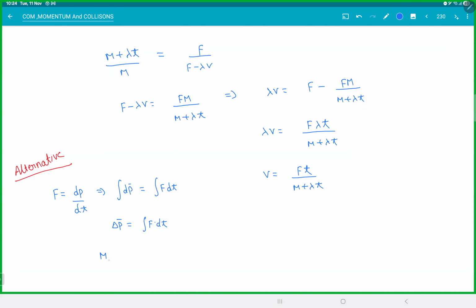What is change in momentum? M final, v final, minus m initial, v initial. This will be f into t because f is constant. Final mass is m plus lambda t. V final, initial mass is m, but initial velocity is 0. Therefore, we get V final is f into t by m plus lambda t. The same answer without integration.